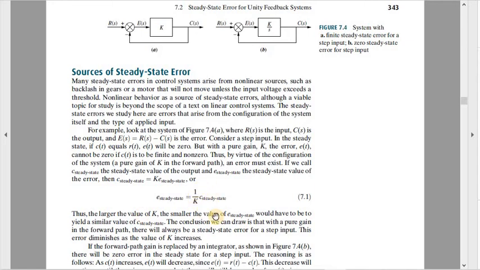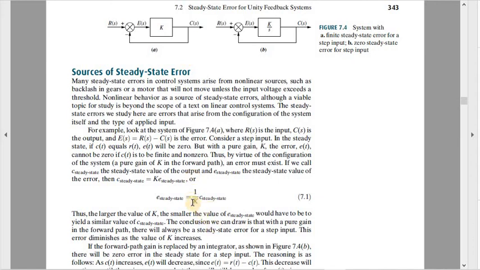Now, if I want this to be 0, how can I do it? As I increase the value of K, the steady state error will start decreasing. But we are unable to make it 0 unless K tends to infinity. What this means is that we have to constantly apply some input so that this becomes equal to 0.